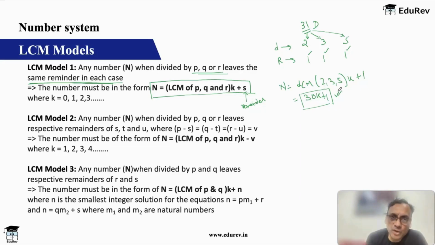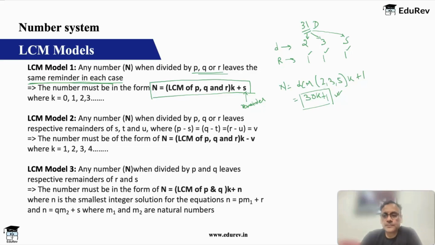Fine. So this is your LCM model 1. What you have to remember in model 1 is your remainder is same. If a number is getting divided by multiple divisors and the remainder is same, that means it is LCM model 1. Okay. Second model, LCM model 2. Exactly same as the first, except that in this case the remainder is not same, but the difference of your divisor and remainder is same.